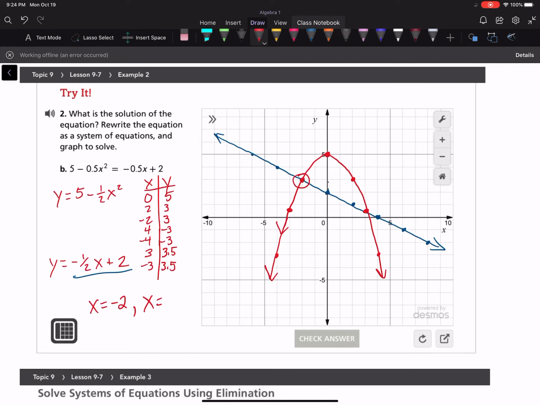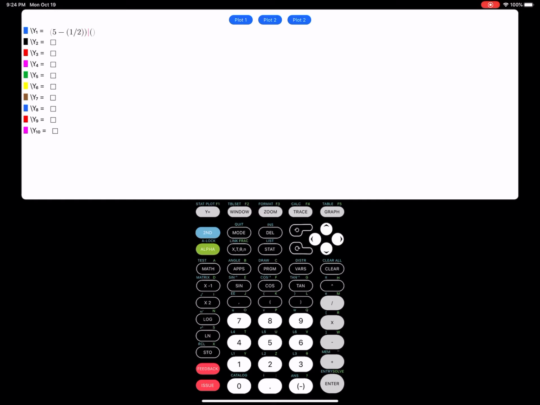And again, I want to check that one with my calculator just to show you how to do it, because it was a little different. We have 5 minus 1/2, oops, times 3 squared. I put 3. I meant to put x. Sorry. I'm struggling here. Alright.